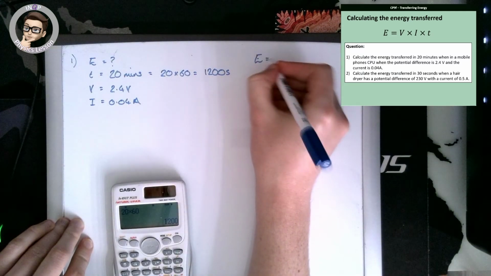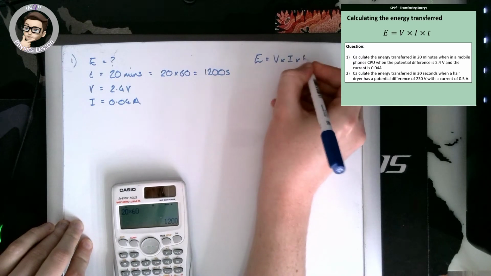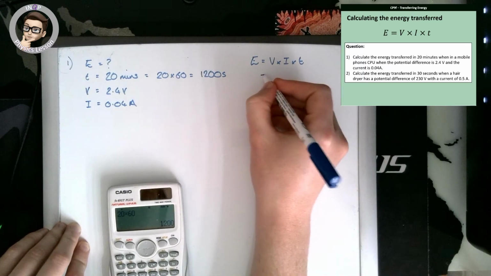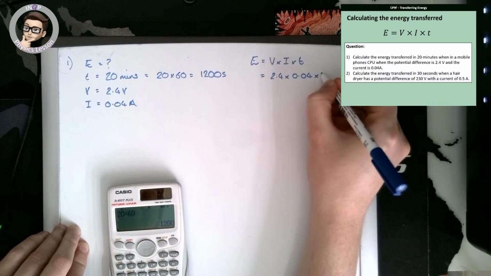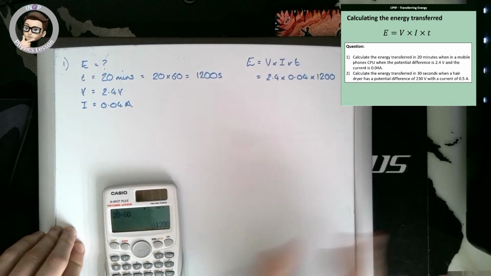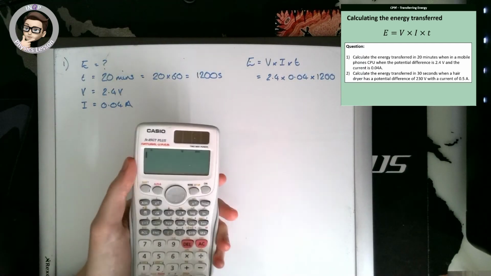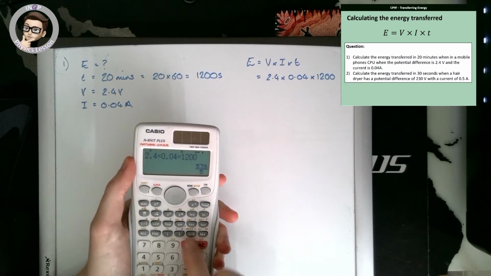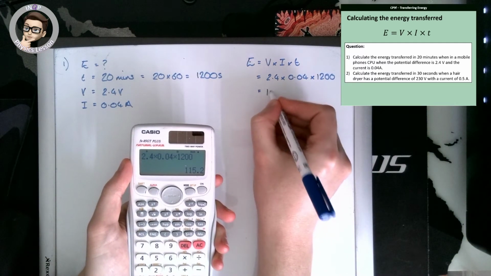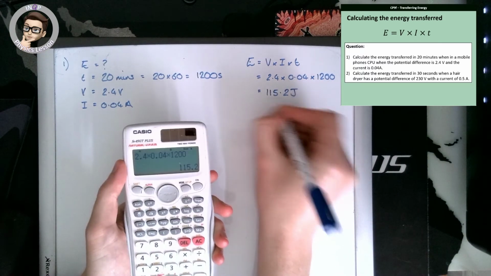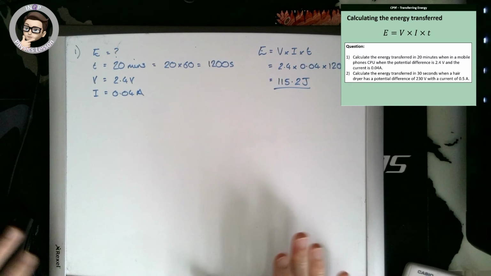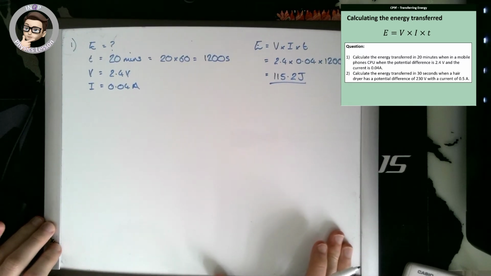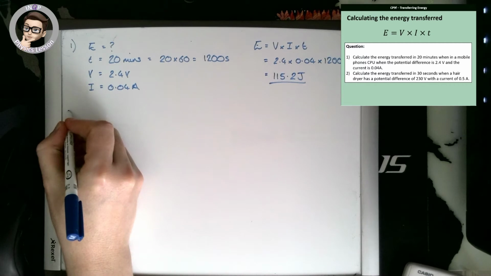Okay, then we'll write down our equation. So E equals V times I times T. We know V is 2.4, we know I is 0.04, and we know T is 1,200. So if we now do that equation on our calculators, so 2.4 times by 0.04 times by 1,200 will give us an answer of 115.2 joules. Now in a real exam, that could be up to 3 marks because we've had to do a conversion to get there. So good marks for doing this. Well done if you got it correct.